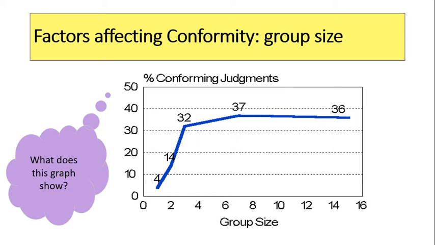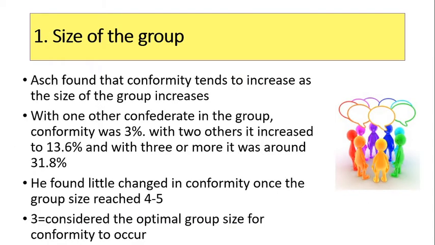So what Asch's conclusion from that was that 3 people is about the optimum size for a group. That's where you get the most conformity. Then after that, it doesn't really have any effect to add more people. So here I've put that all on a PowerPoint slide for you to make some notes from.